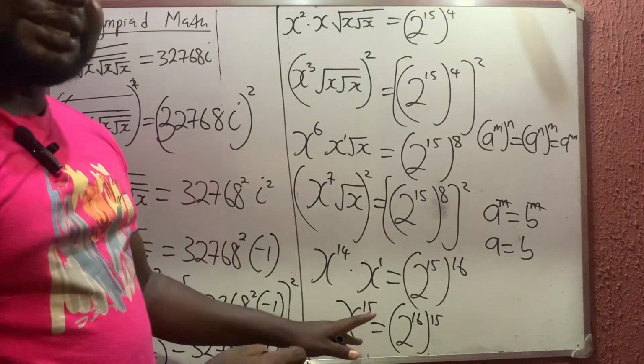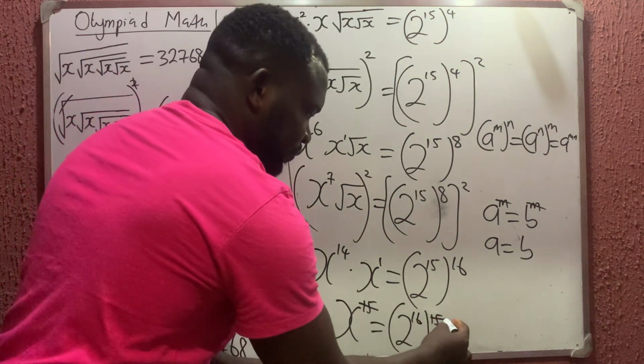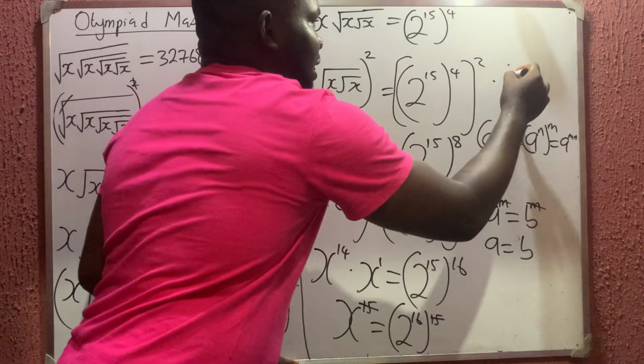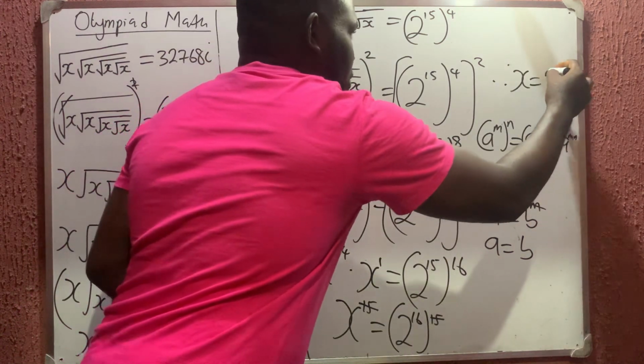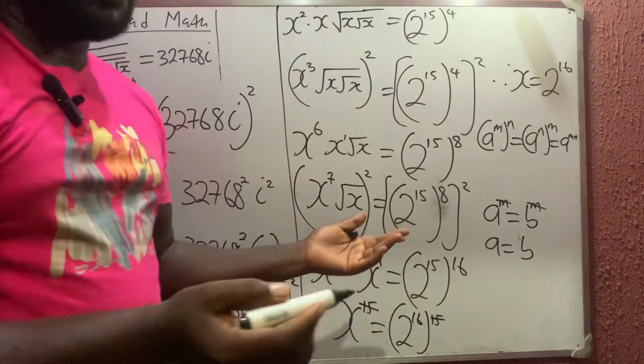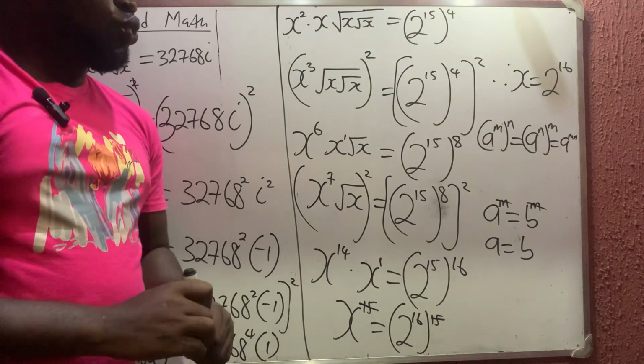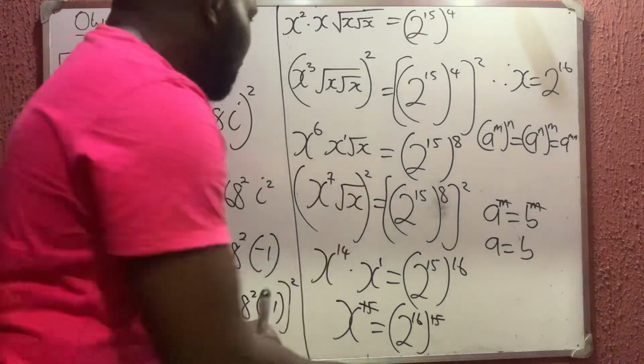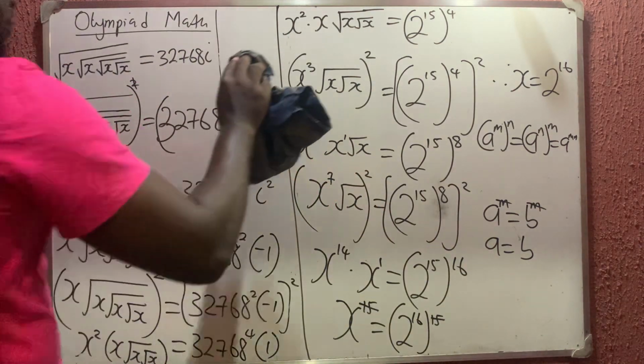So what am I saying in essence? That 15 can take care of 15. Therefore, I'm left with x is equal to 2 raised to power 16. You see? So that is that. That is one method of solving this. Now, let me quickly show you another method you can use to solve this as well.